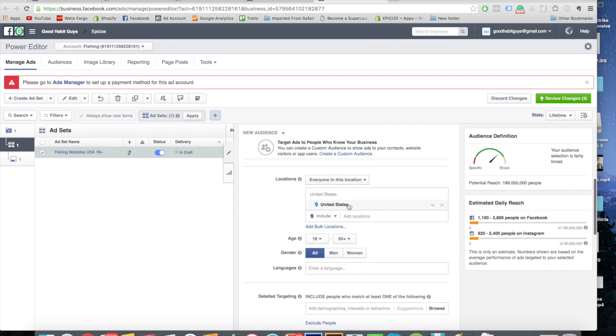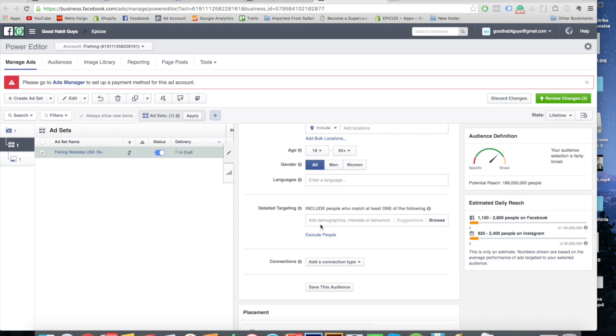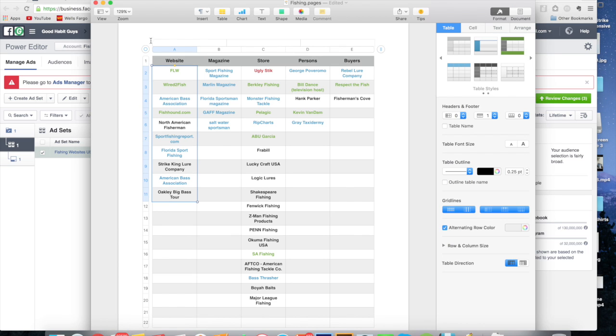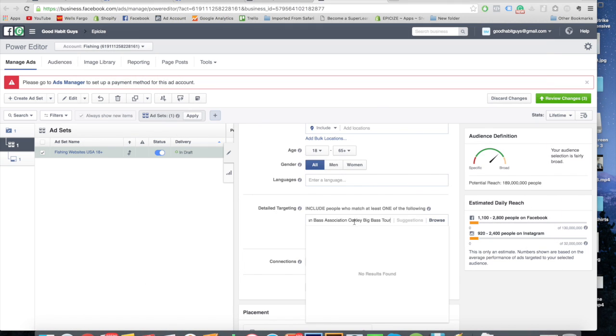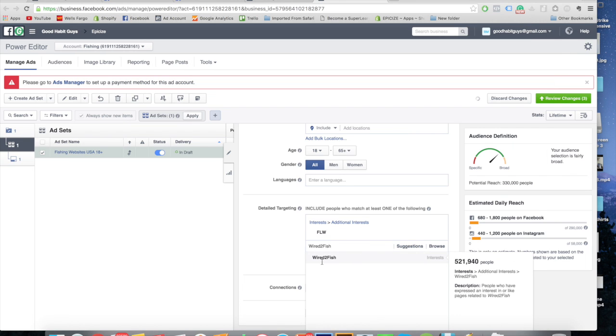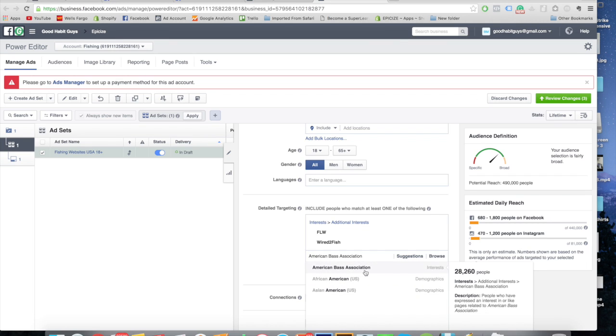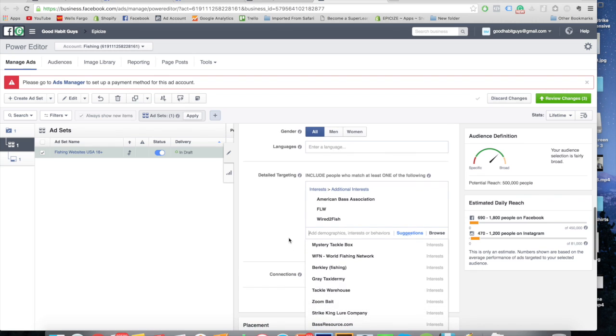Now we're gonna build an audience. I use the United States, 18 to 65 and over, like I said. Detailed targeting. Now, basically, we did website, so let's see if I can just copy everything. Nah, it's not gonna work. So I'm just gonna copy one after another. Okay, FLW. It's really important that you click the right one, okay? Because sometimes you're gonna find a few. It's really important that you click the one that you found in the audience insights and not something that isn't remotely related to your niche.